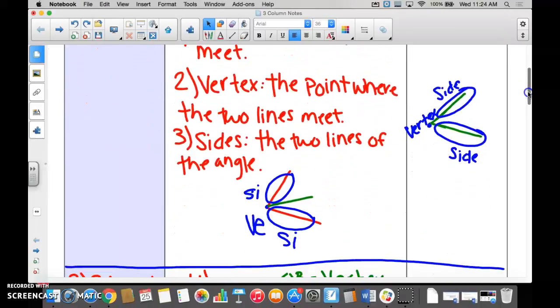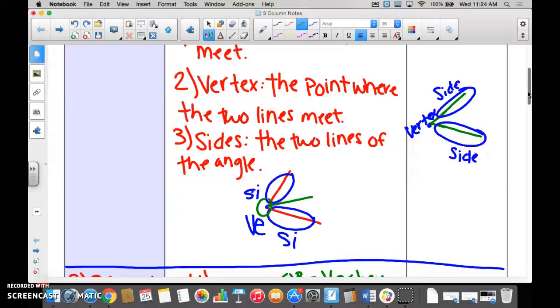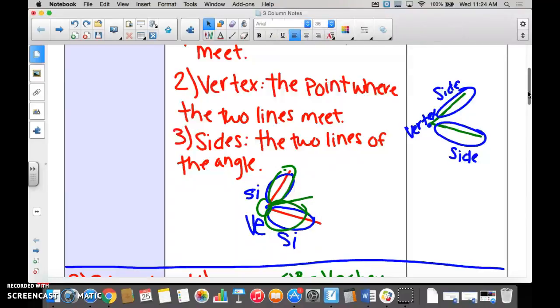All right, our next vocab word is vertex, and that is the point where the two lines meet, which we have shown down here in the little blue circle, now circled in green. And then we have our two sides, which are circled in blue already, but now circled in green. And those are the lines of the angle. So the lines that form your angle.